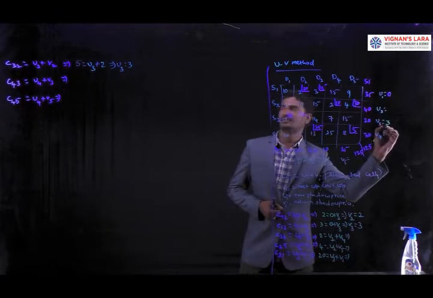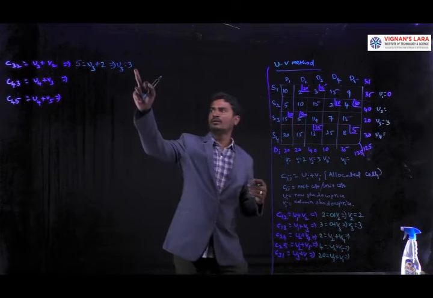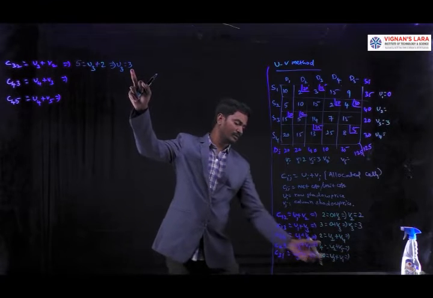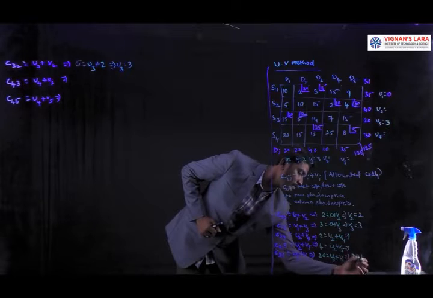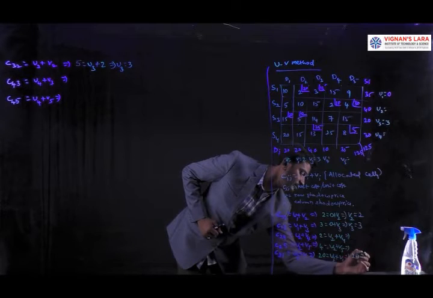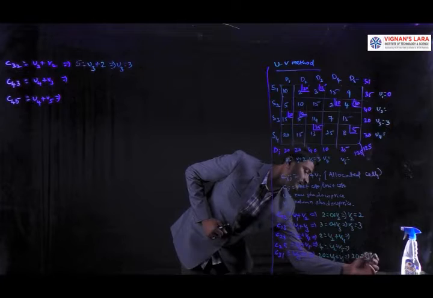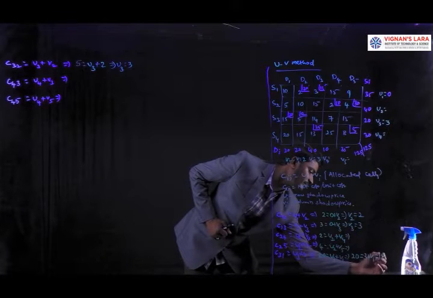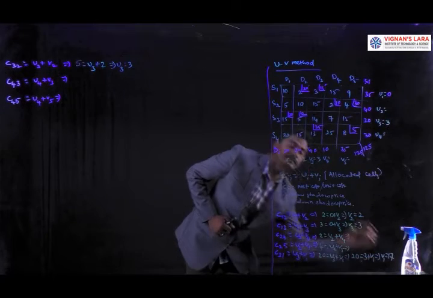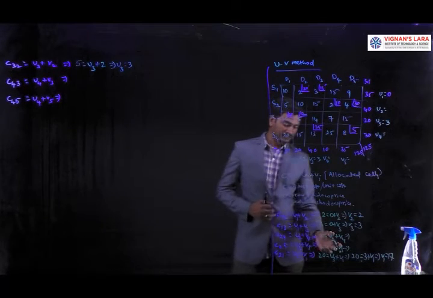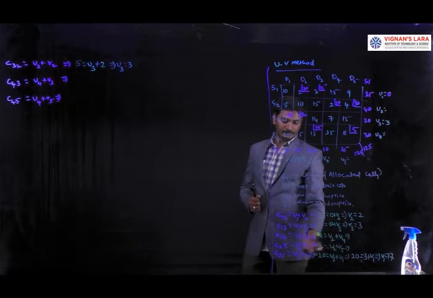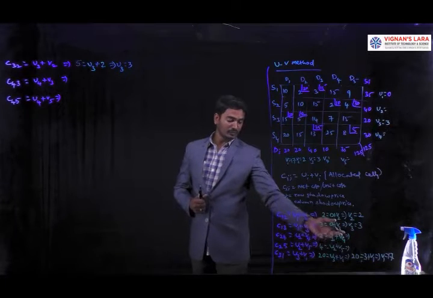U3 is 3. Now I would like to substitute this U3 value in the earlier equation. From this, 20 is equal to 3 plus V1. Here V1 is equal to 17. V1 is 17. Here U2, V4, V5 we don't know.